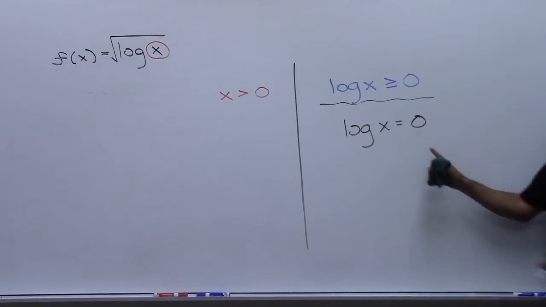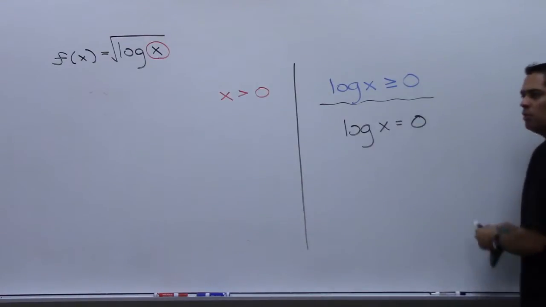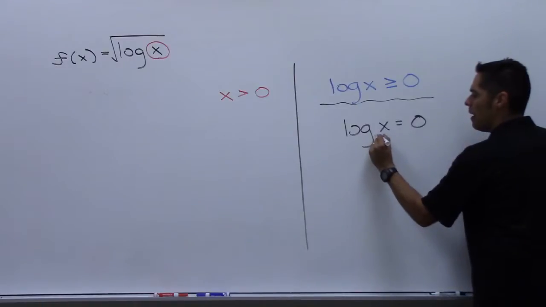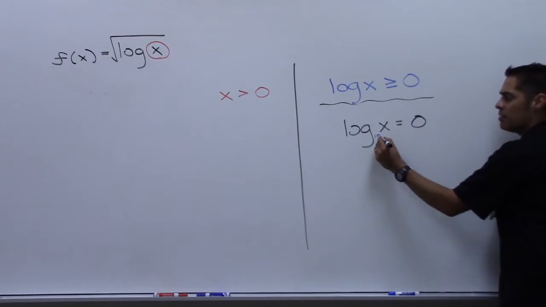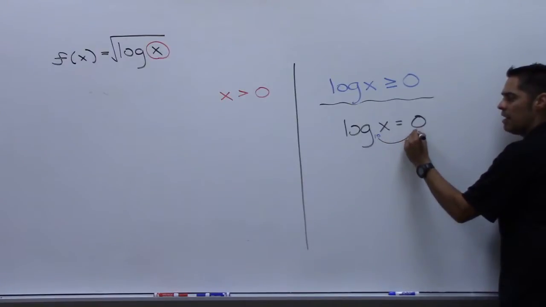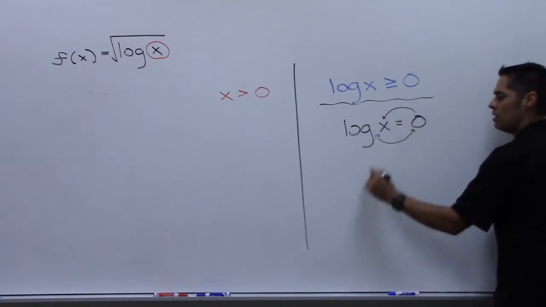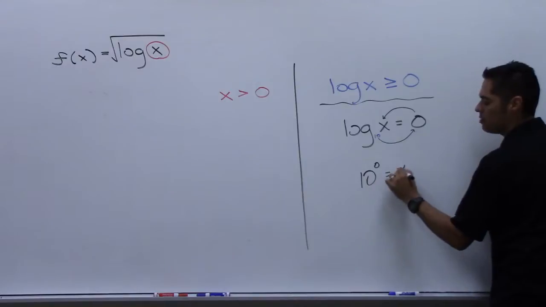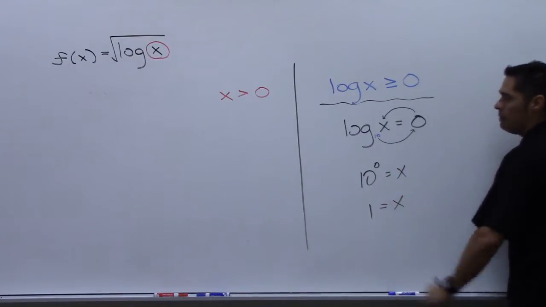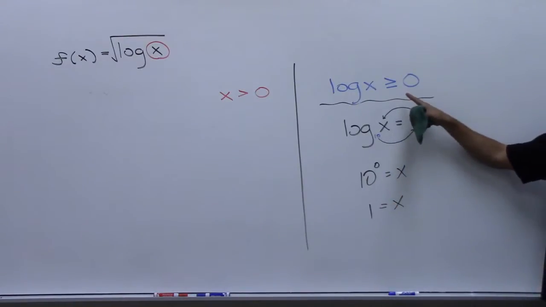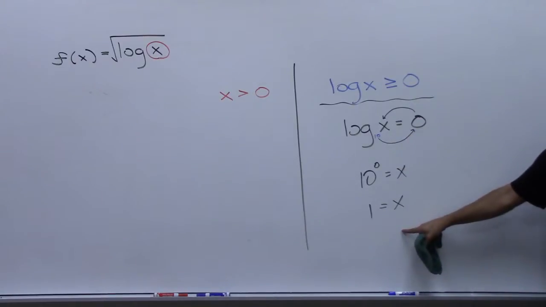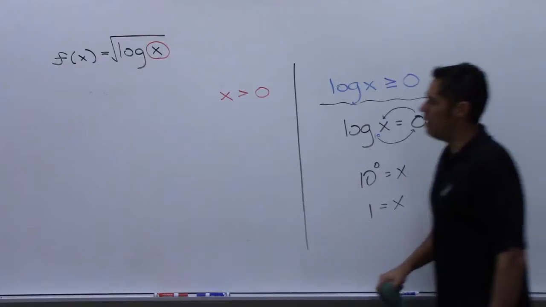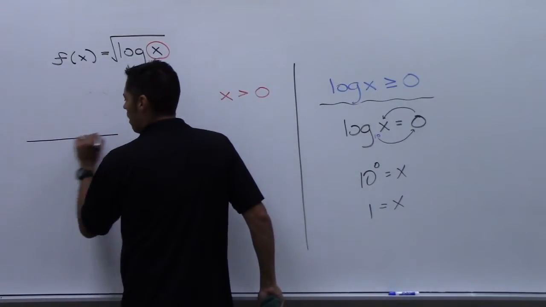That's right. You could do this using that little loop thing that I showed you a while back. So if you want to know what x is, 10, base 10, raised to the 0 should be x. So what's x? 1. To make this equation true, x needs to be 1. With me? Now I'm going to come over here, put a number line. Here's 1.